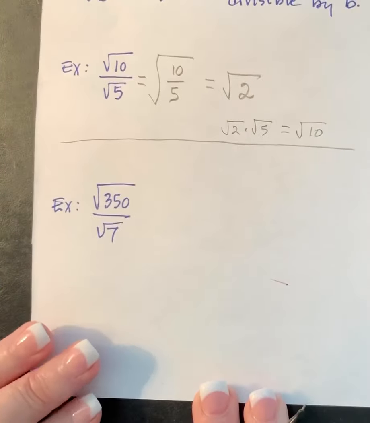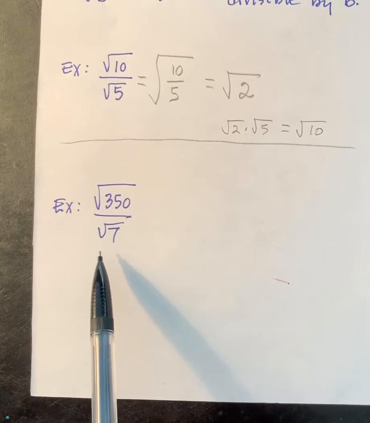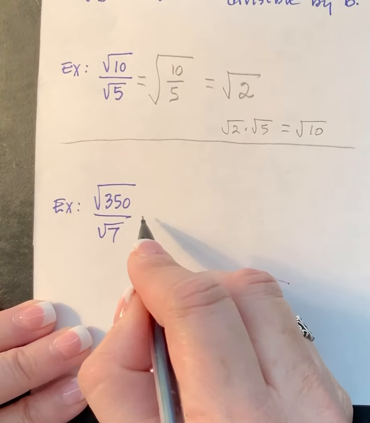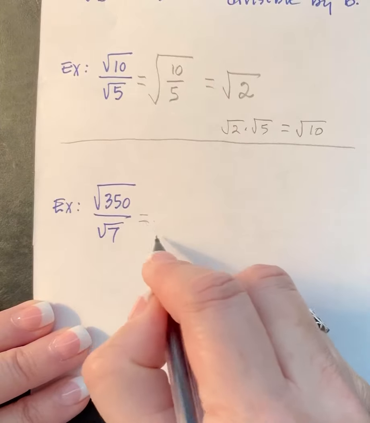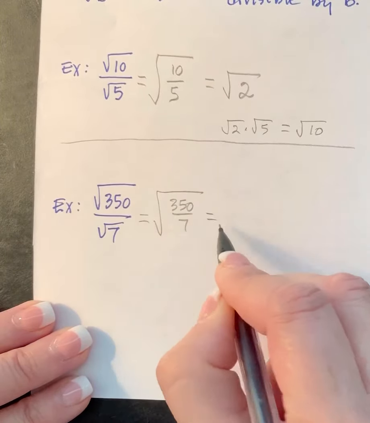All right, now here's another one. We've got the square root of 350 divided by the square root of 7. So 350 is divisible by 7. So you could just do, 350 divided by 7 is going to be 50, and you could just come up with the square root of 50. Or it doesn't hurt to write out the step when you're doing division, because these are kind of hard.